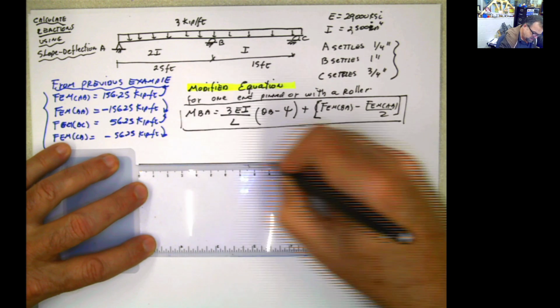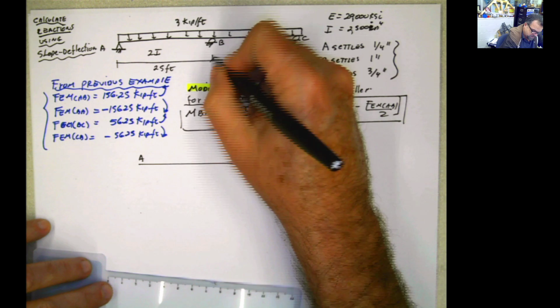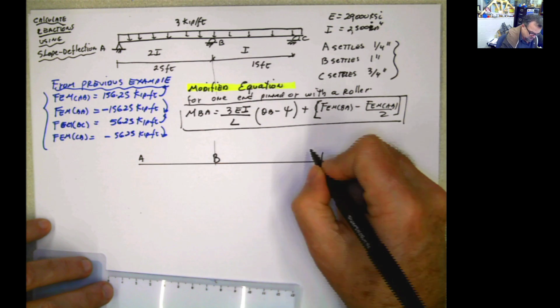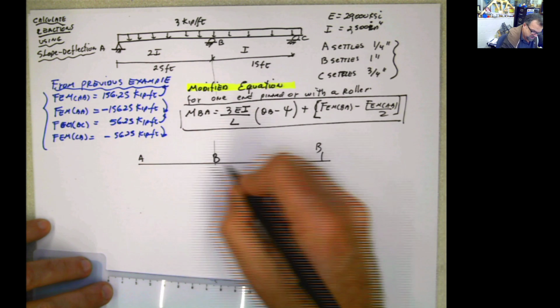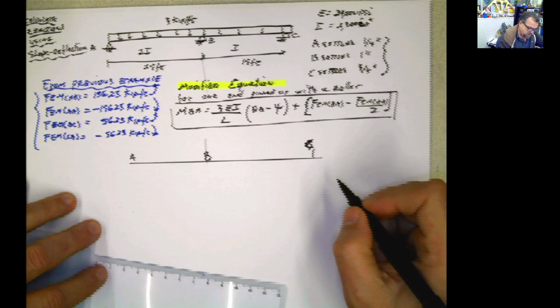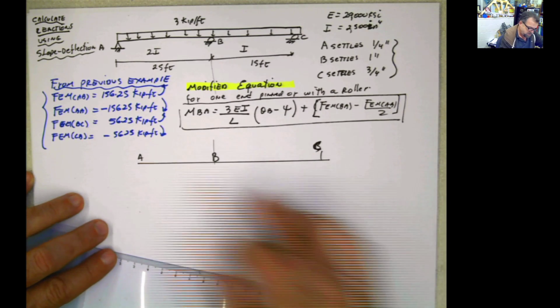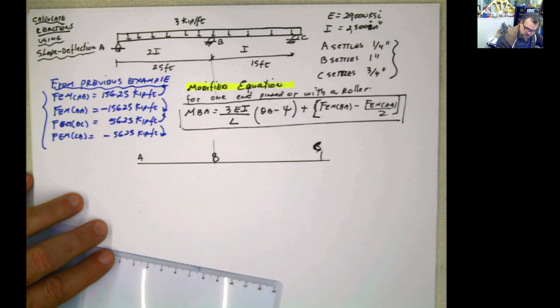So this is the original structure, and this is A, this is B, and this is C. This is 25 and this is 15, entirely out of scale, but it doesn't matter. Don't do what I do, do what I say. Do a nice drawing. And that was the original shape.